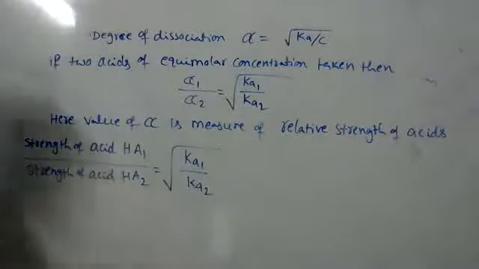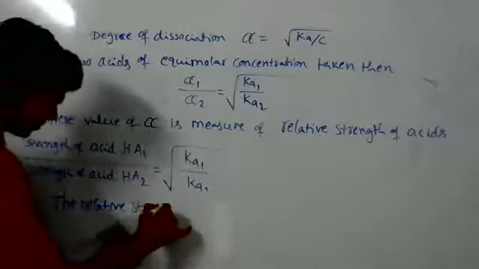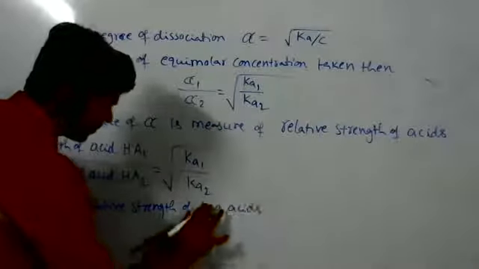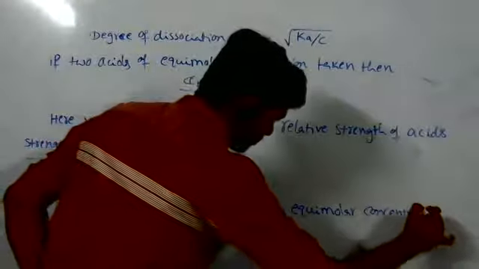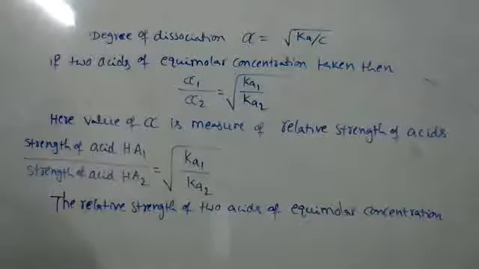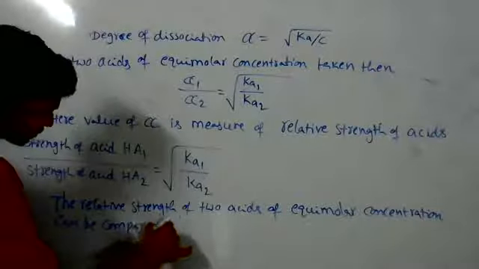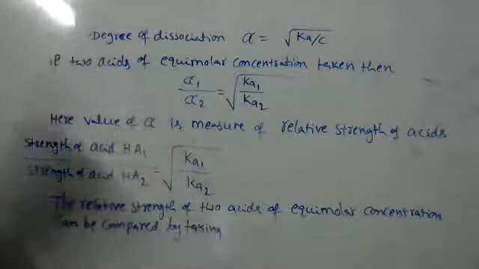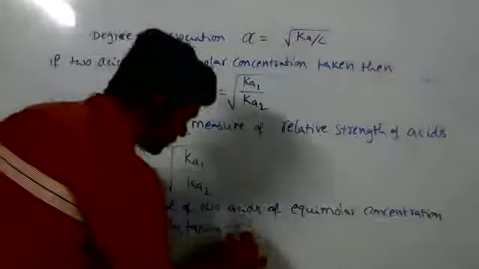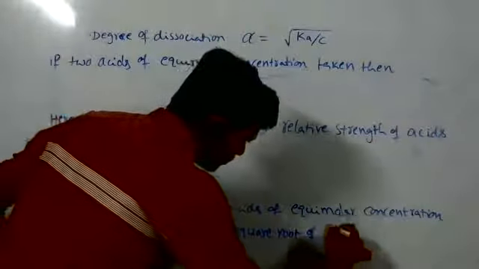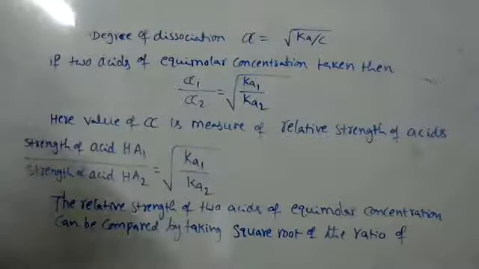The relative strength of two acids of equimolar concentration can be compared by taking the square root of the ratio of their dissociation constants.